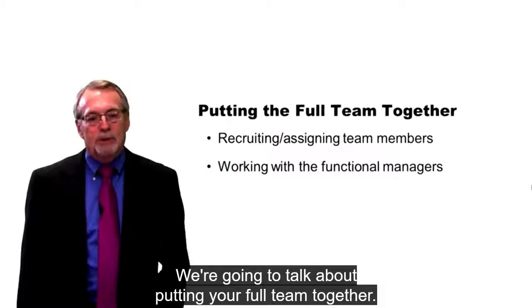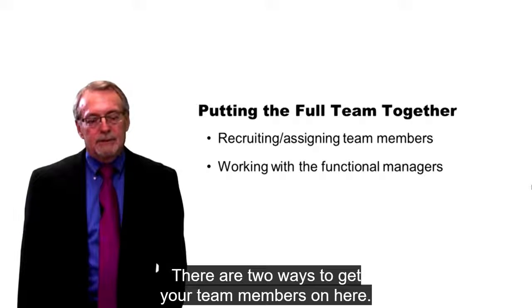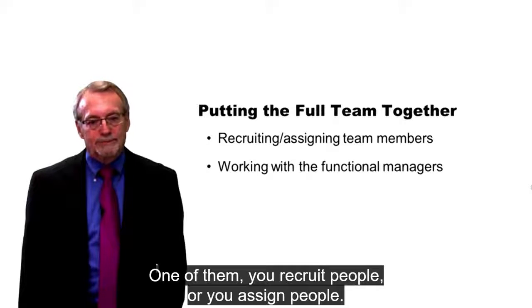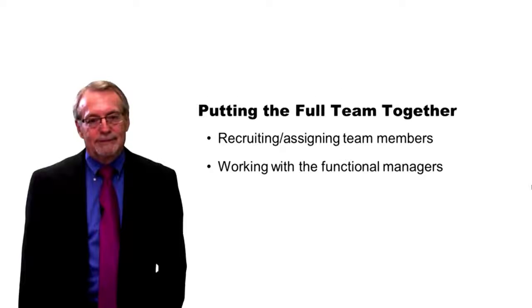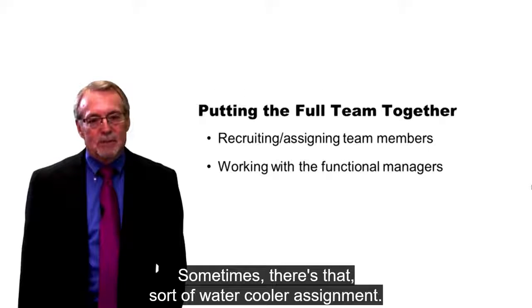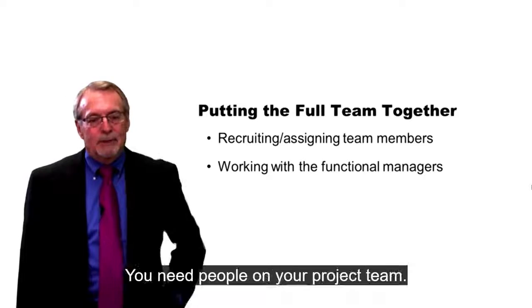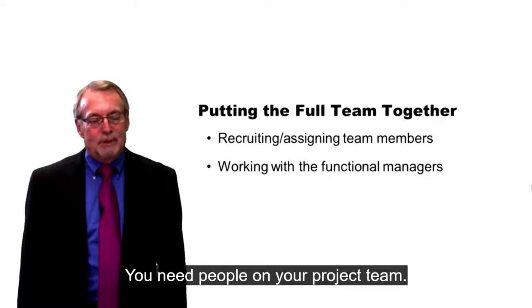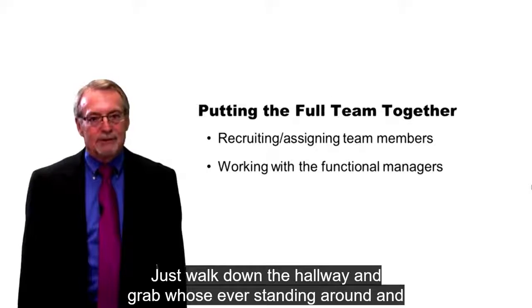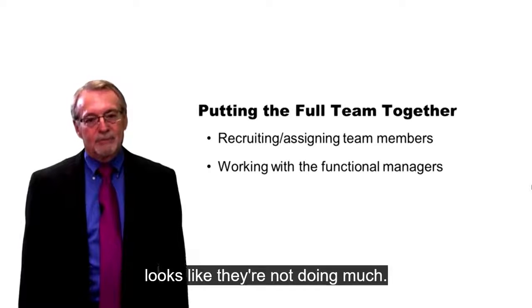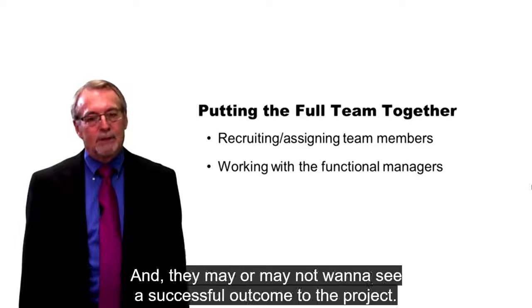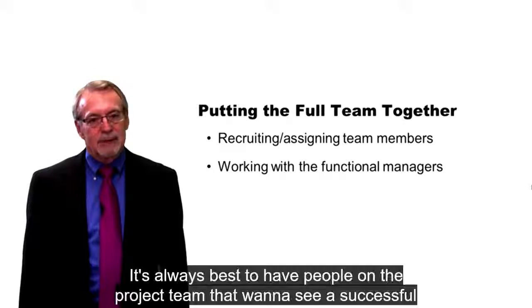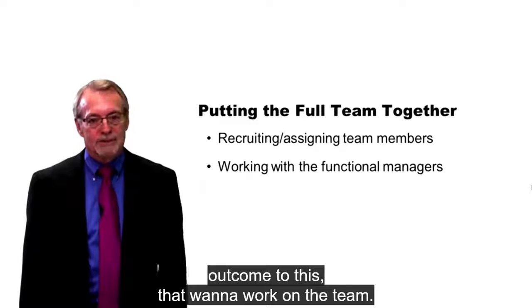We're going to talk about putting your full team together. There are 2 ways to get your team members on here. One of them, you recruit people or you assign people. Sometimes there's that sort of water cooler assignment. You need people on your project team, just walk down the hallway and grab whoever's standing around who looks like they're not doing much. Those people may or may not want to be on your team. They may or may not want to see a successful outcome to the project. It's always best to have people on the project team that want to see a successful outcome to this, that want to work on the team.